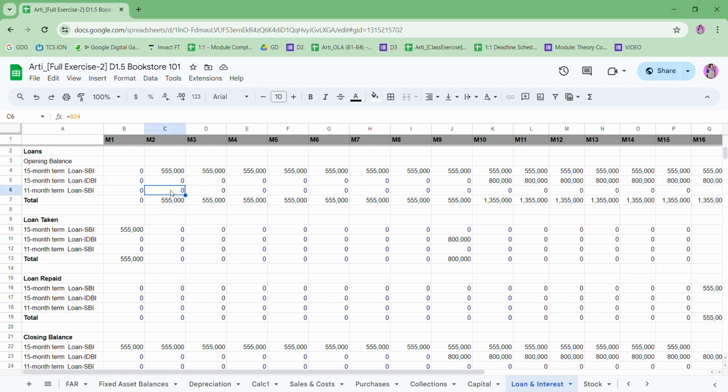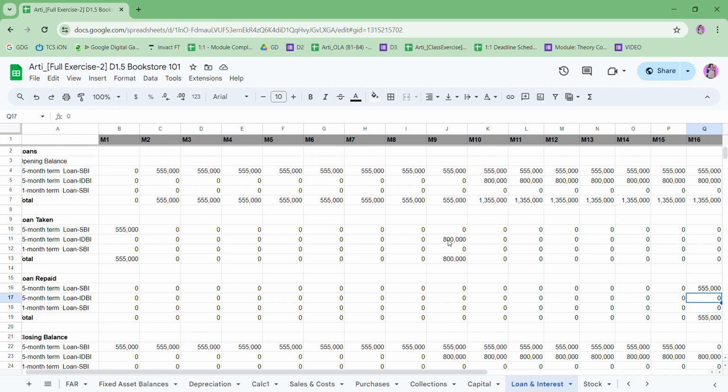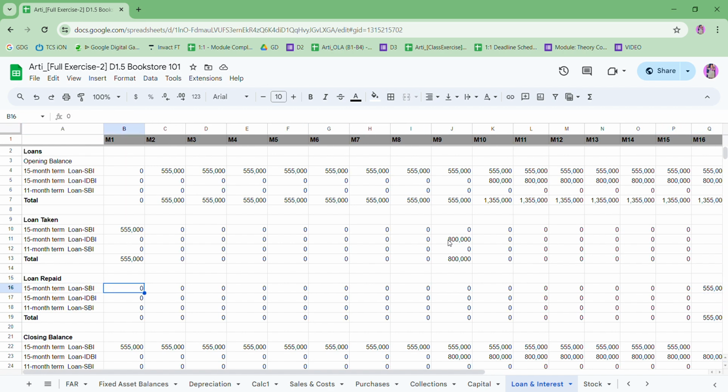In the loan and interest sheet we have shown all the information related to loans. As we can see, the closing balance of month 1 is the opening balance of month 2. We know that loan taken is shown in the respective months. In month 1 a loan has been taken from SBI, and in month 9 an IDBI loan has been taken. All this information can be seen clearly. Loan repayment can also be seen: in month 16 the loan taken from SBI has been repaid.